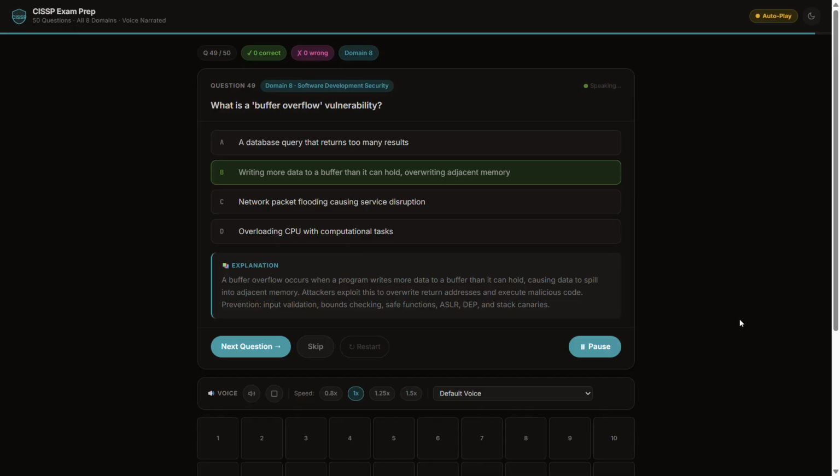Correct answer: B. A buffer overflow occurs when a program writes more data to a buffer than it can hold, causing data to spill into adjacent memory. Attackers exploit this to overwrite return addresses and execute malicious code. Prevention: input validation, bounds checking, safe functions, ASLR, DEP, and stack canaries.